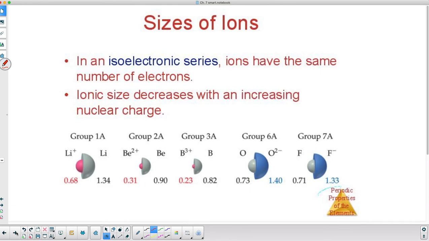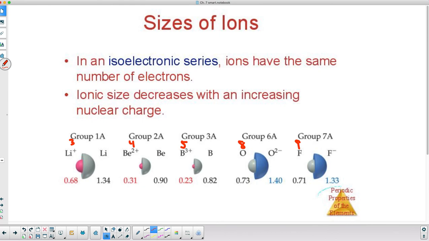Isoelectronic series: ions that have the same number of electrons. So lithium has a +1, beryllium has a +2, boron has a +3, oxygen has a -2, and fluorine has a -1. These all have the same number of electrons. So as you go across, the ionic size decreases with increasing nuclear charge. So this is 3 nuclear charges, 4, 5. This one is not 6, it's 8 and 9.